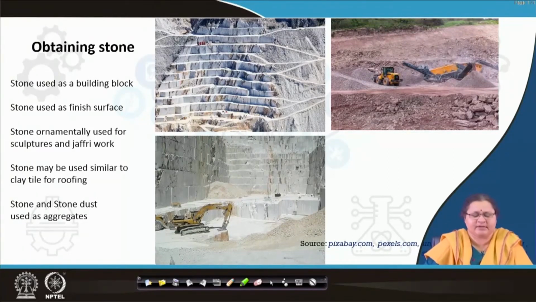And stones can be used as building blocks themselves. Stones can be used as a finish on top of a surface. Stones can be used ornamentally by working on them, like making sculptures and jaffrey works. Then stone may be used similar to clay tile, like for roofing purposes. As well, stone is used for aggregates in concrete mixes.